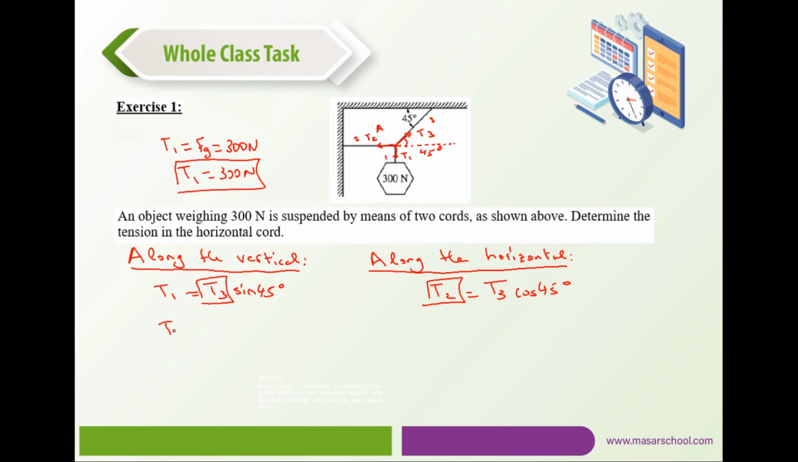T3 is given by T1 divided by sine 45, and the value of T1 has been determined to be given by 300 divided by sine 45, and that would be in newtons. Now we can plug the expression of T3 here. That would be 300 divided by sine 45 multiplied by cosine 45, and you can check that these two are equal, and the value of T2 would be given by 300 newtons.